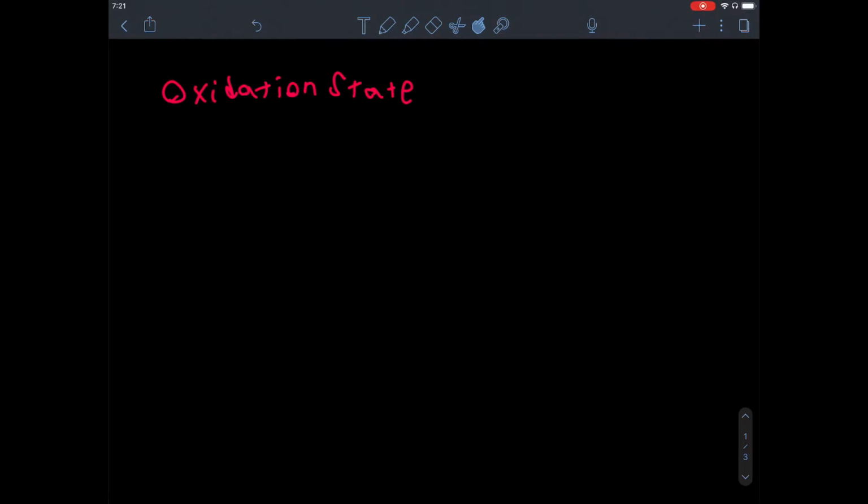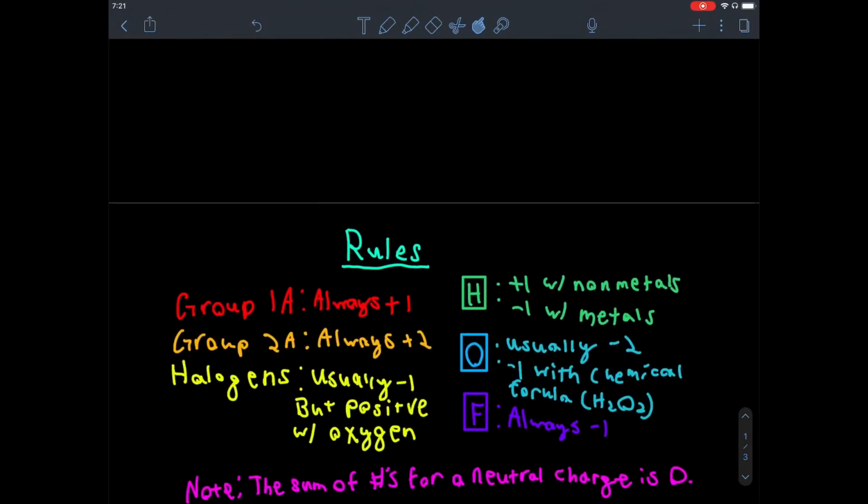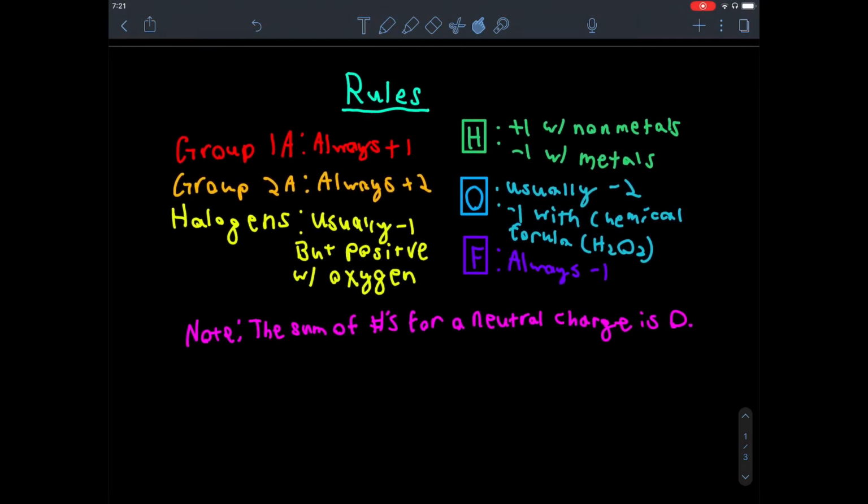Now that we have broken the ice, let's start determining oxidation states of atoms. Down here, I have a list of rules that must be followed while solving oxidation state problems. Pause the video to familiarize yourself with these rules.